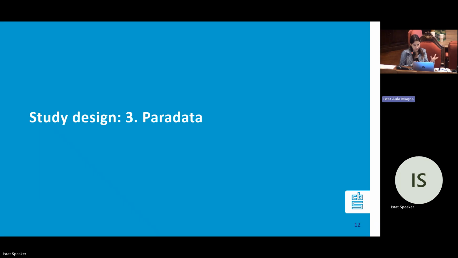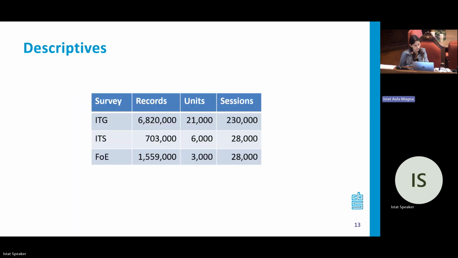So then I'll go over the paradata, and while discussing the results, I'll also use the qualitative study. Just to give a short description, we had a file consisting of about 9 million records of paradata, almost 7 million records on international trading goods of about 21,000 units. And the session was defined as basically once they log in until they log out, either due to timeout or because they logged out themselves.